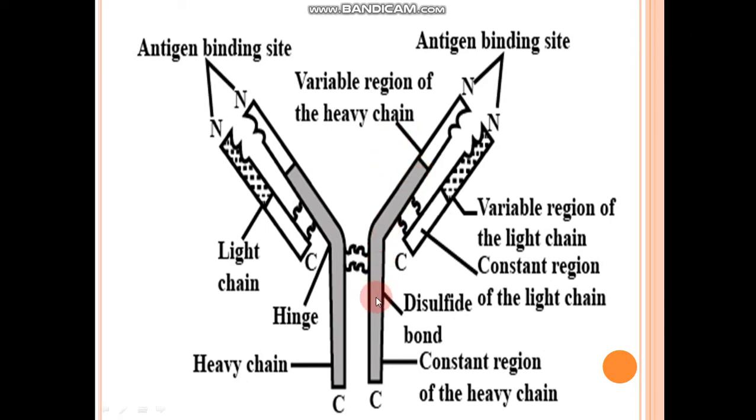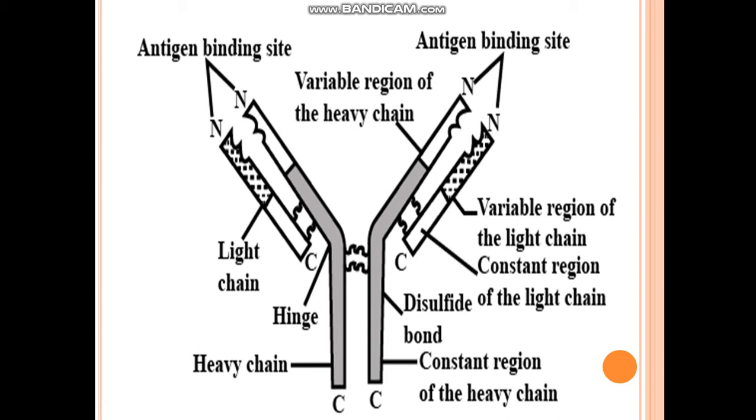This is the constant region of the heavy chain. This is the constant region of the light chain. They are bound by disulfide bonds here, and this is the variable region of the light chain and variable region of the heavy chain. Clear to all of you? Just take a look at this diagram for 2-3 seconds, then we'll move further.